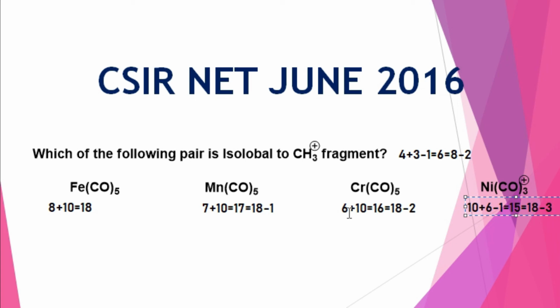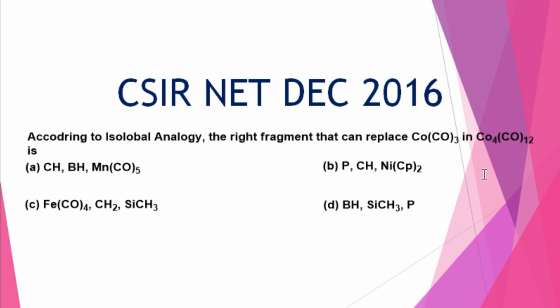So you can easily understand that Cr(CO)5 is isolobal to the CH3 plus fragment, because both need 2 electrons to fulfill the valence shell. So very easy question. So next, move on to our next question. This has appeared in CSIR NET December 2016. So this is pretty lengthy with respect to the previous questions.